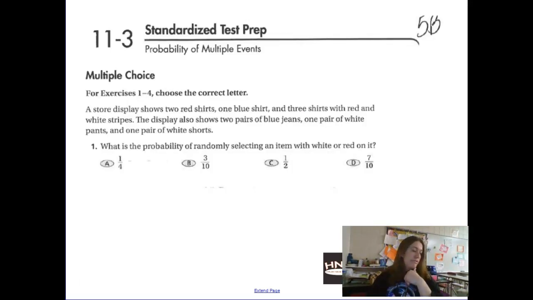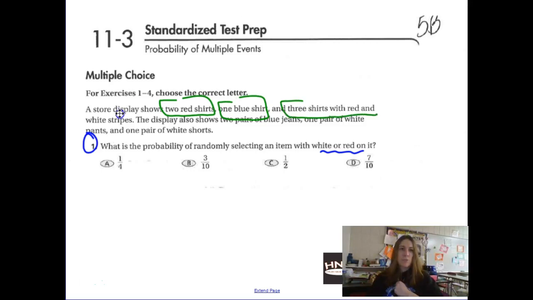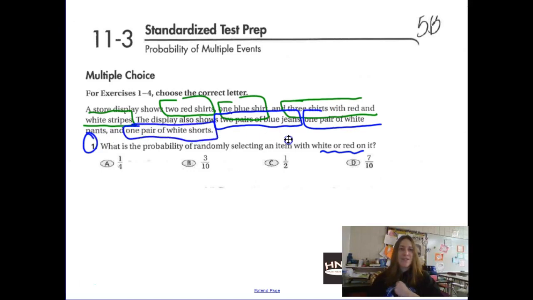On this worksheet, we're on Worksheet 5 now. Number 1 is a good practice question for our summative. What's the probability that you're going to randomly select an item with white or red on it? We've got to read what's going on here. I have 2 red shirts. I have 1 blue shirt. I have 3 shirts that have red and white stripes. It's a very specific wardrobe. And the display also shows 2 pairs of blue jeans, 1 pair of white pants, and 1 pair of white shorts.